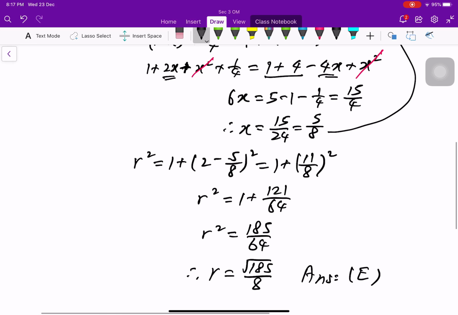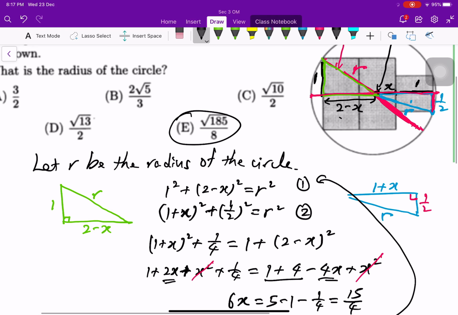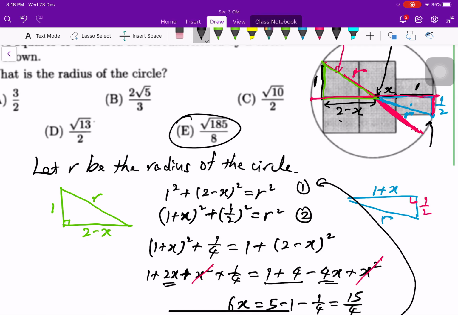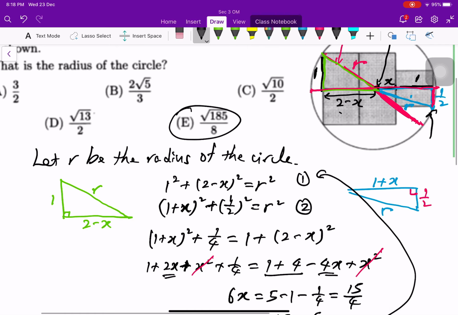I think this part here is very important, especially this diagram here, the blue triangle. This is very important. Right, I stop here.